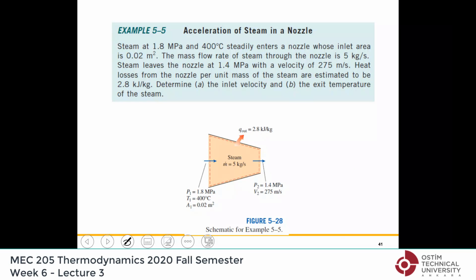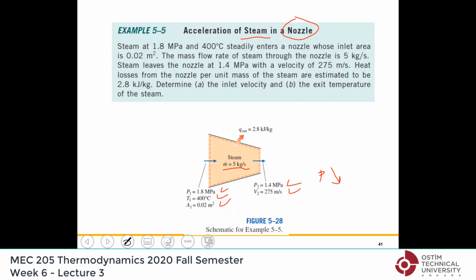Okay, let's do another one. This one using a nozzle. A steam nozzle, really. They are used a lot in steam turbines. We have steam at 1.8 megapascal, 400 degrees, and the entrance cross-sectional area is 0.02 square meters. And the mass flow rate is 5 kilograms per second. It is steady operation, so it remains constant. And steam leaves the nozzle at 1.4 megapascal, so the pressure drops, and the velocity is 275 meters per second.